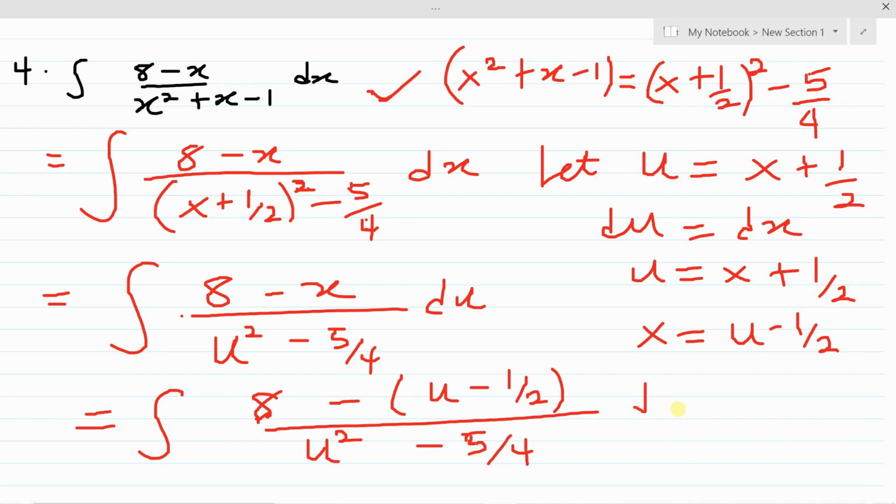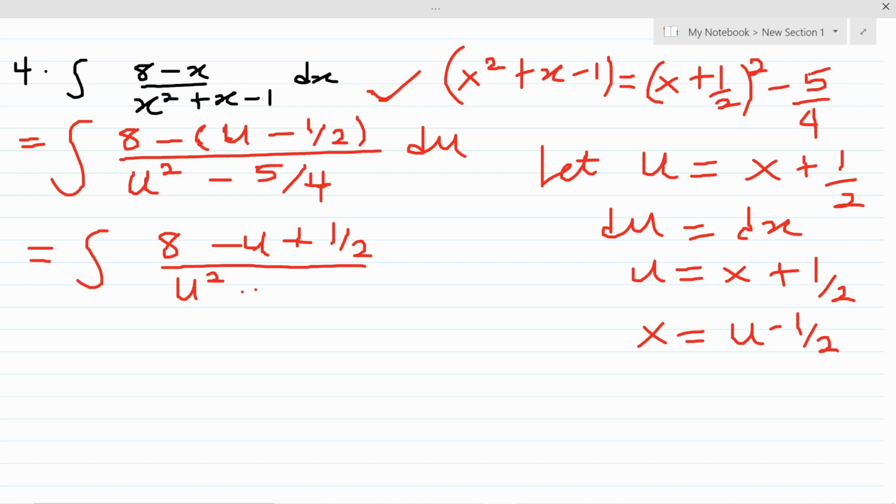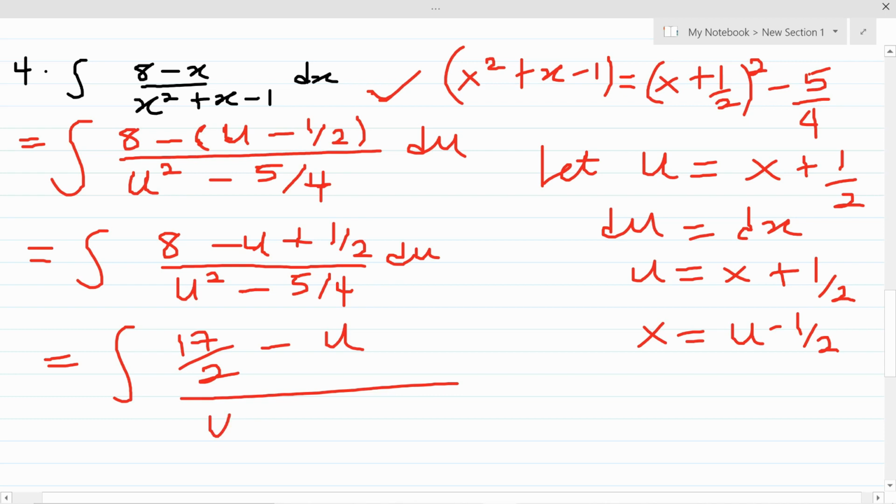So let's simplify this. Doing this, we get the integral of (8 minus u plus half) all over u squared minus 5 over 4, du. Then 8 plus half is just 8.5, which is 17 over 2. So the integral of (17 over 2 minus u) over (u squared minus 5 over 4), du.